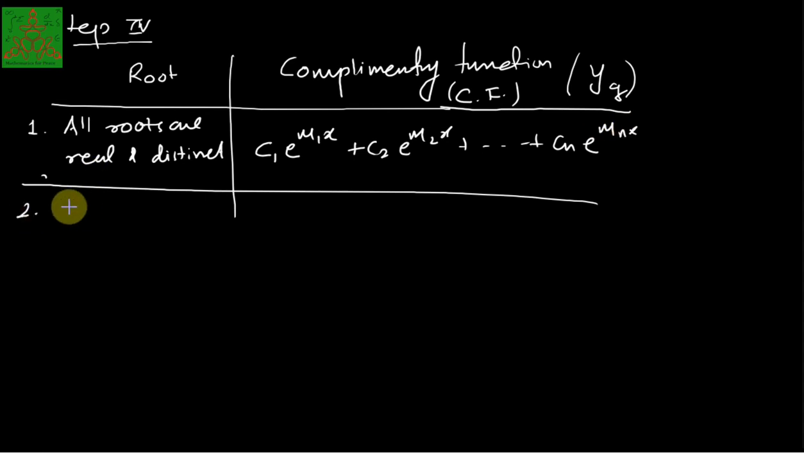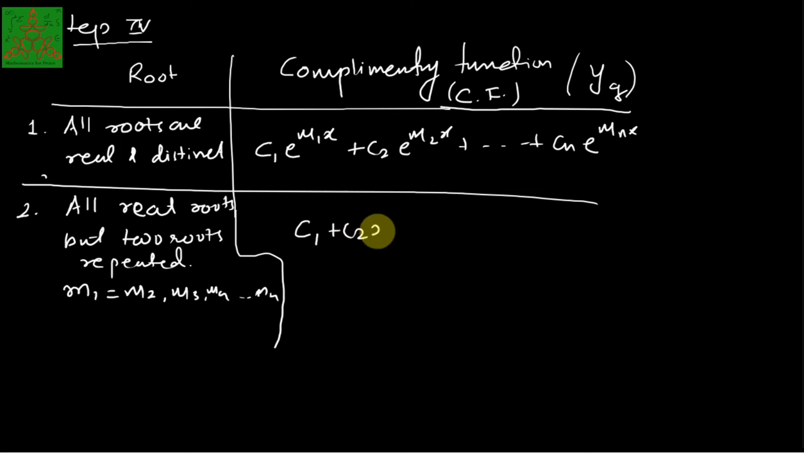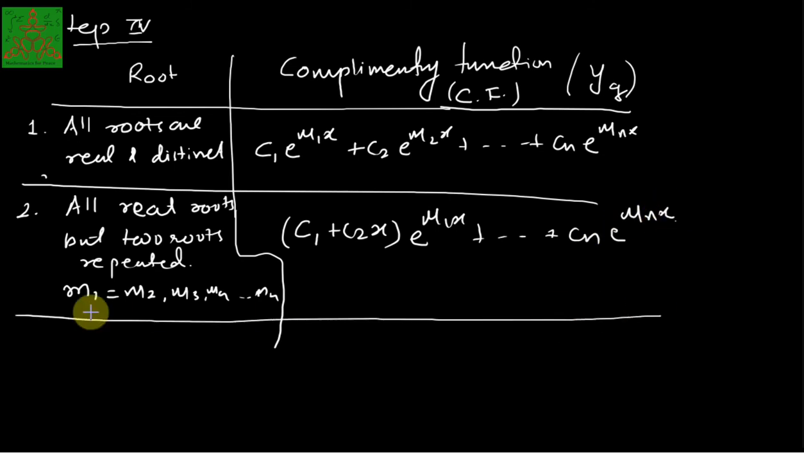Rule number 2: if all roots are real but two roots are repeated, that means m1 is equal to m2 and the other roots are m3, m4, and so on. Then the complementary function you can write down as C1 plus C2x, e power m1x, and so on up to Cn e power mnx.